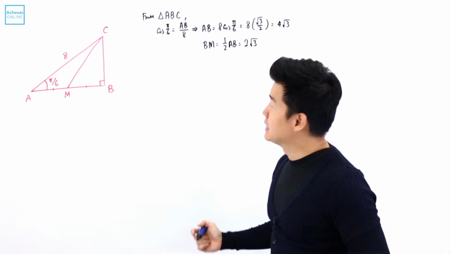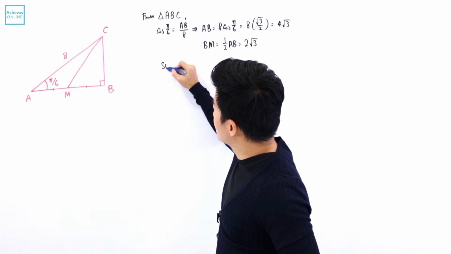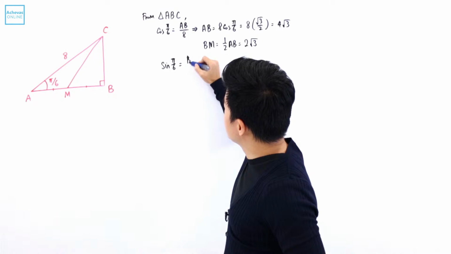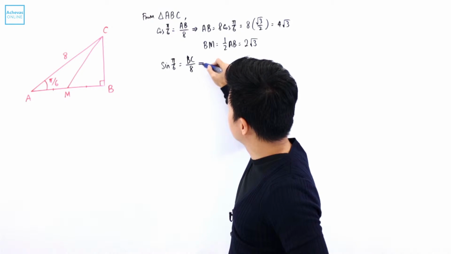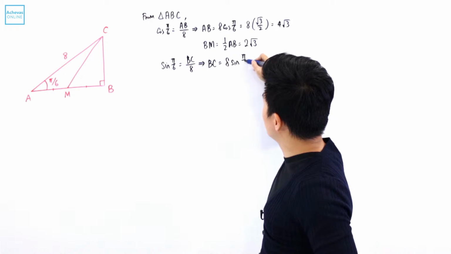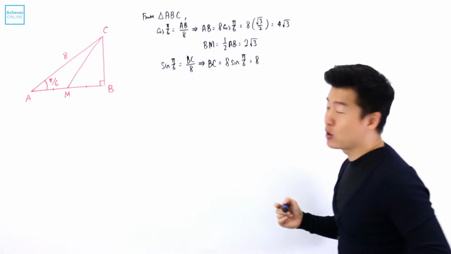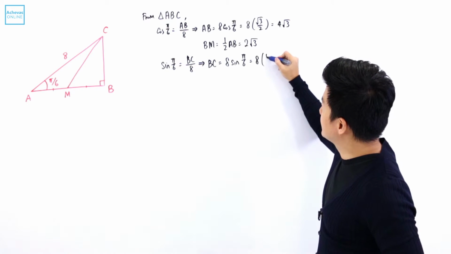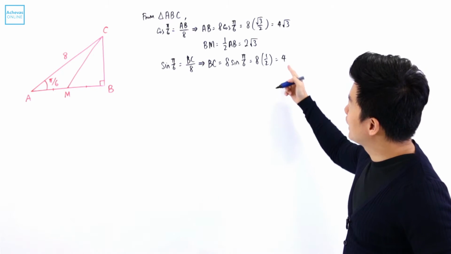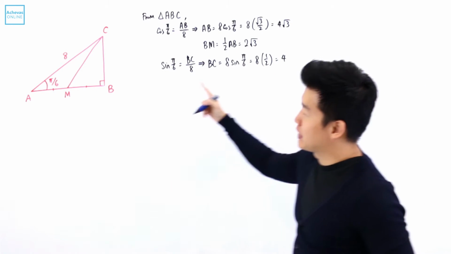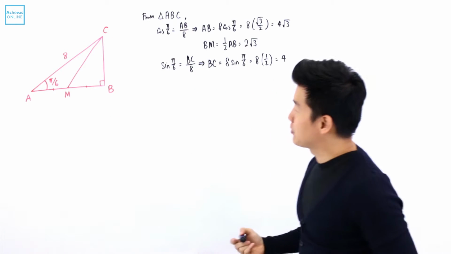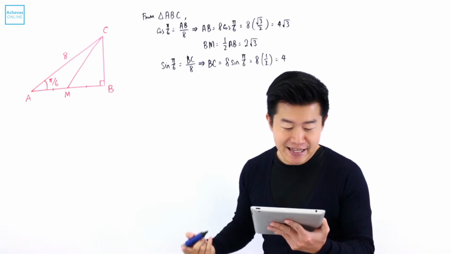Let's find BC. To find BC, I'm going to make use of sine pi over 6, which is equal to BC divided by 8. So BC is 8 sine pi over 6, and sine pi over 6 is half. So it is 8 times half. This is equal to 4. The reason why I'm finding this and this is because I'm trying to find the sides of this triangle, and by making use of the Pythagoras theorem, we can now find CM.